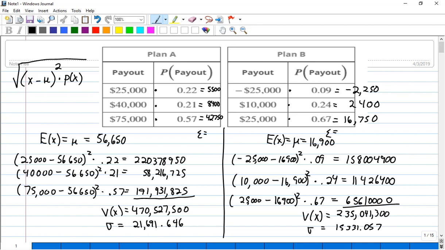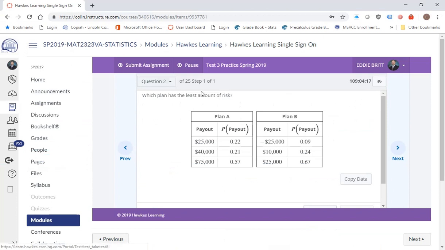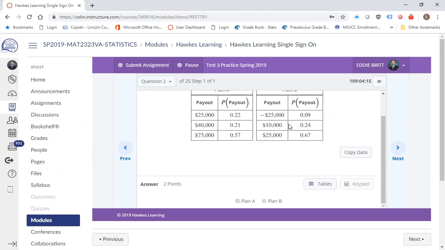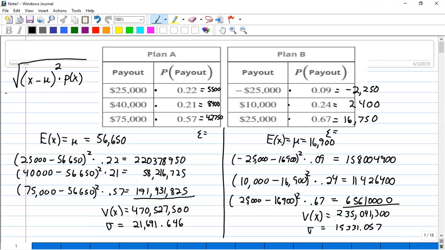All right, so if you have a larger standard deviation, of course that means greater variability in profits and in risk. If you have a smaller standard deviation, then that would be less risk, less variability in your profits. And the problem asks us which has the least amount of risk. So that's going to be plan B, because you can see 15,000 something is less than 21,000 something.